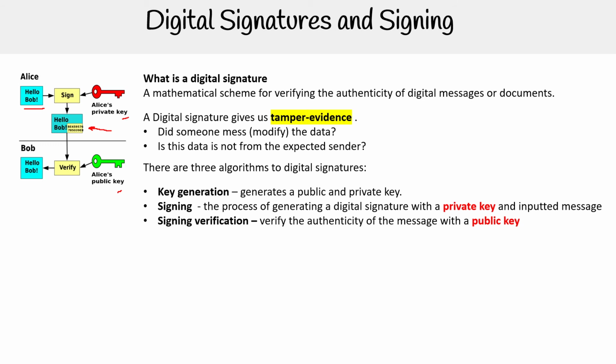Then you have signature verification, which verifies the authenticity of a message with a public key. So when it's received by the other person, we use the public key to determine that it is from the person we think it's from and that it hasn't been tampered with.